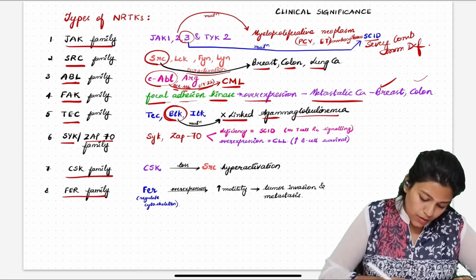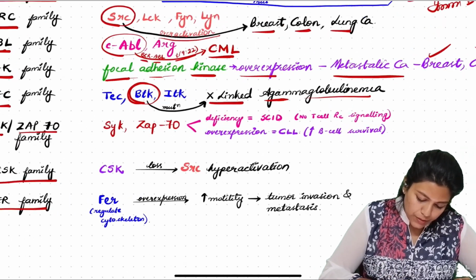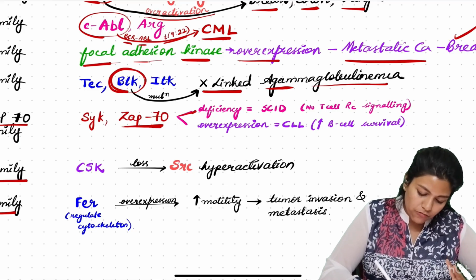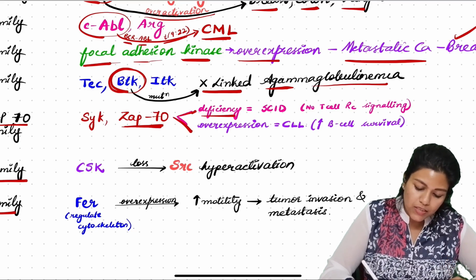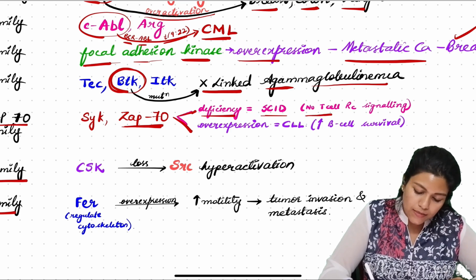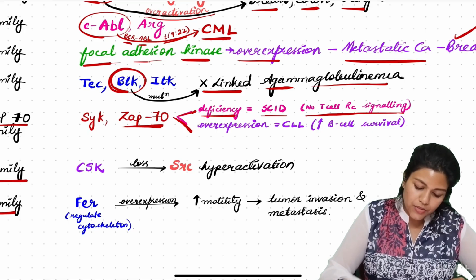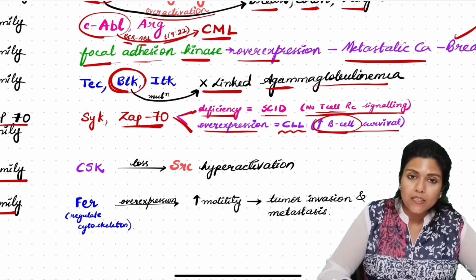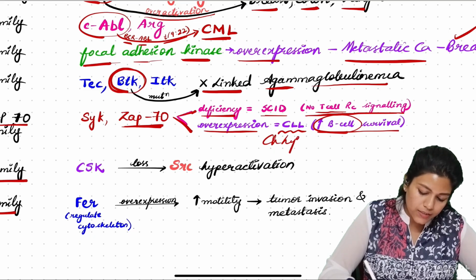Coming to the ZAP70 family, here we'll take ZAP70. It has two forms, deficient and overexpressed. Deficiency will lead to severe combined immunodeficiency because there's no T cell receptor signaling. If it's overexpressed, there's increased survival of B cells. That means it will lead to chronic lymphocytic leukemia.